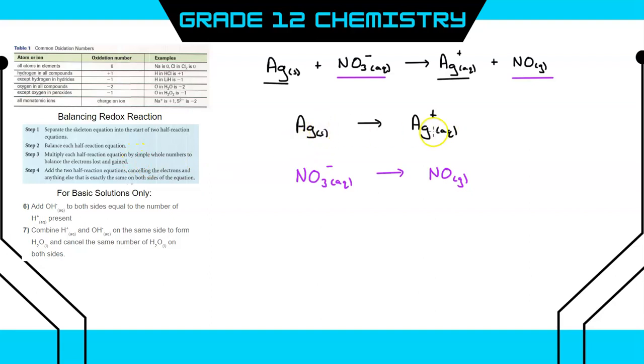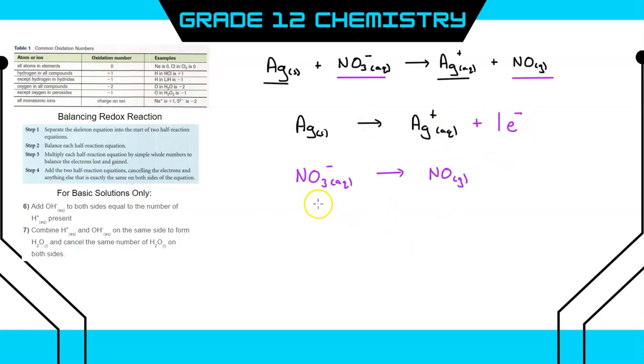All right, the first one looks pretty good. We have 1 silver coming to 1 silver. The charge is off. So what we're going to do, and this is going to be different from before, is since charge is not balanced, I'm going to add electrons to balance the charges. So here we have in our reactants a total charge of 0, and in our products a total charge of +1. So to make sure it equals 0, I'm going to add 1 electron. All right, so now that one's balanced.